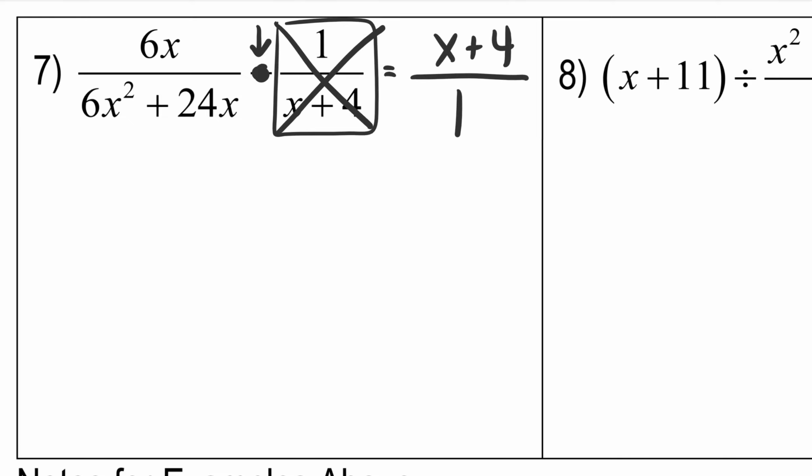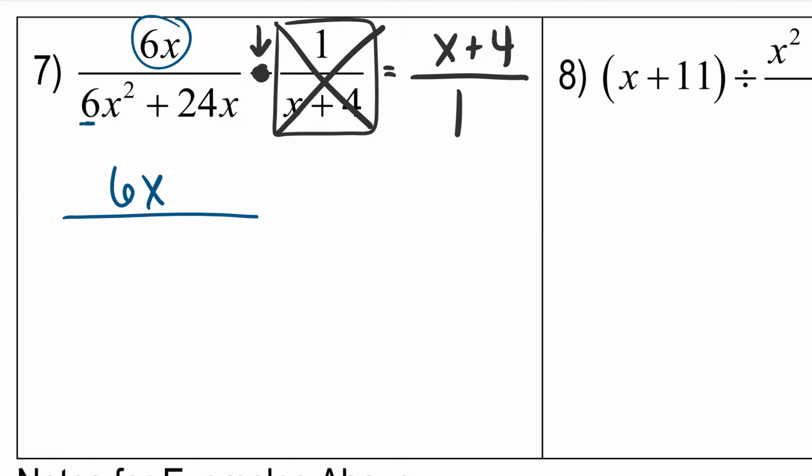So I don't want to use that one, I want to flip it. So you change divide to multiply, flip the second fraction, and now it becomes a multiplication problem just like above. So we do the same steps. So if I look up here, I have nothing to do there, so that's just 6x divided by.